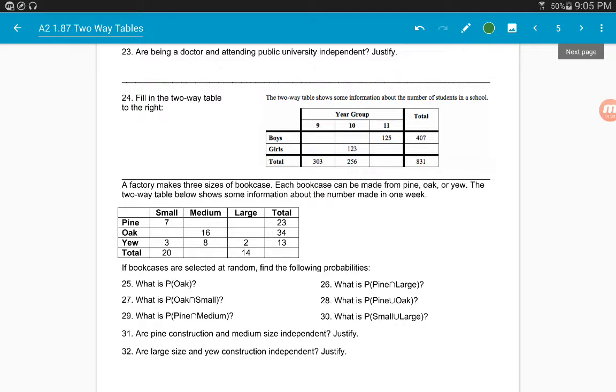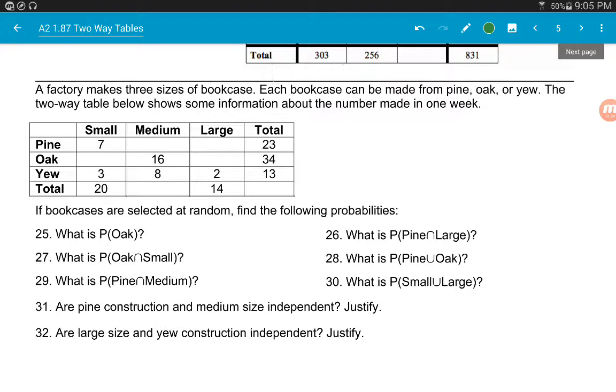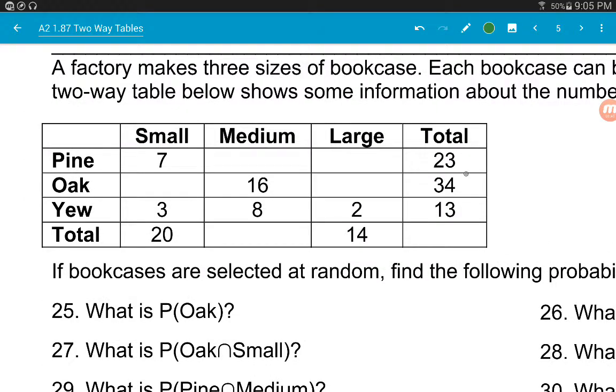I'm going to do the example that we did for homework. Now, a factory makes 3 sizes of bookcase. Each bookcase can be made from pine, oak, or yew. The two-way table below shows some information about the number made in 1 week. Now, the table's not fully filled in, so what we have to do is a little bit of math. 23 plus 34 plus 13. So that'll give me this number down here. 23 plus 34 is 57, plus 13 is 70. So this number is 70 in the bottom right.